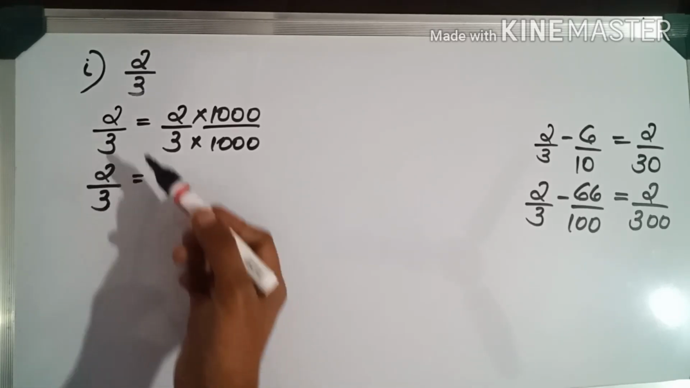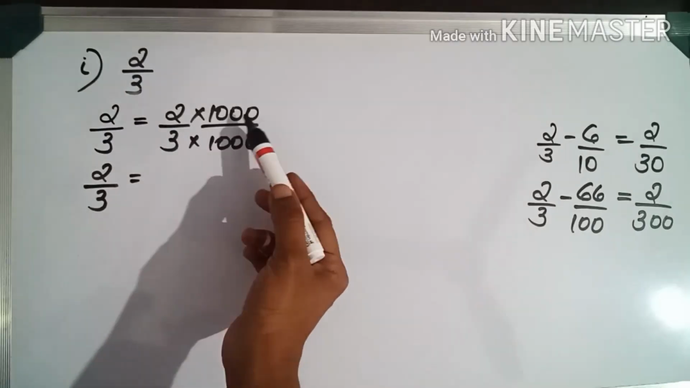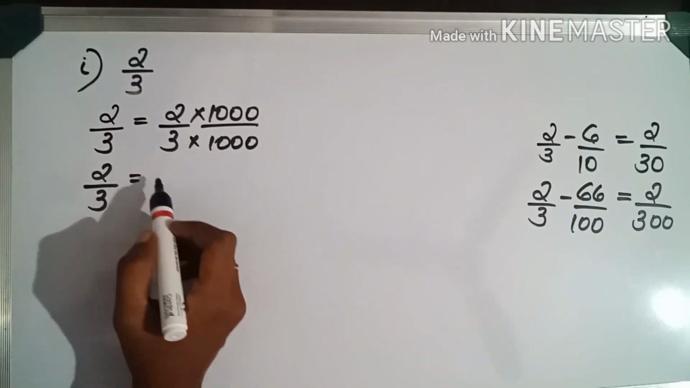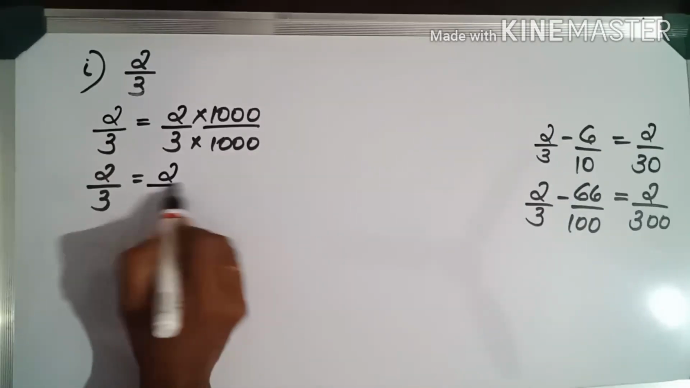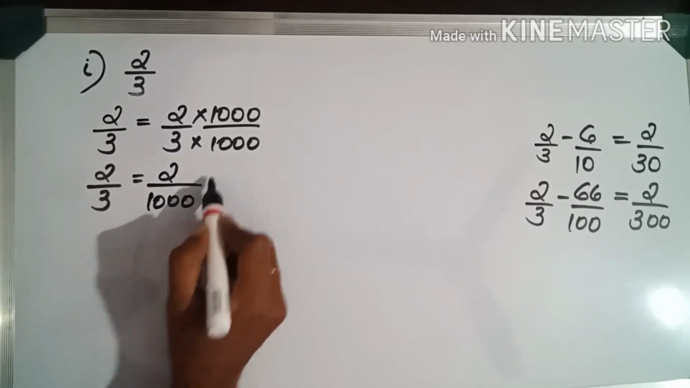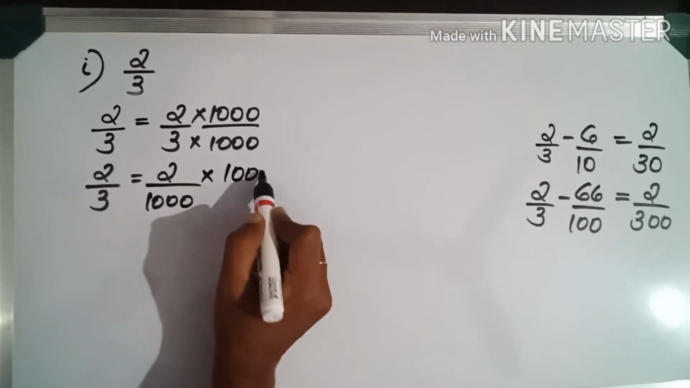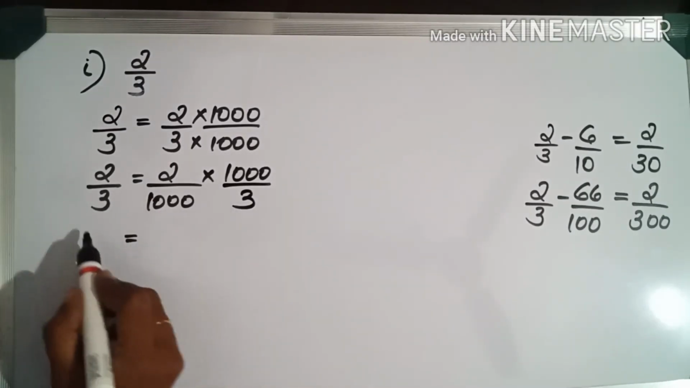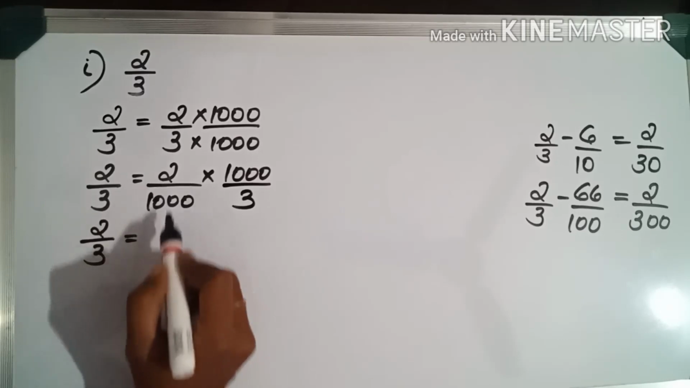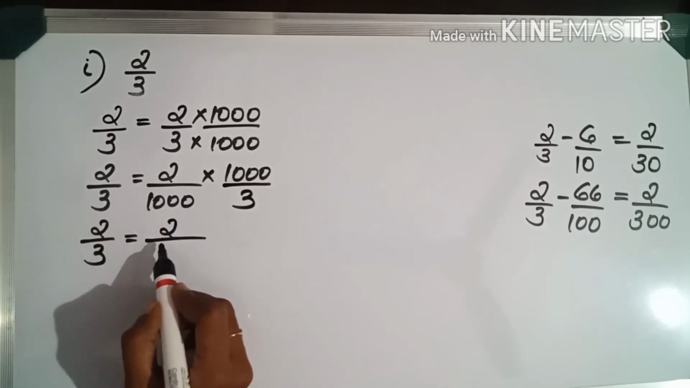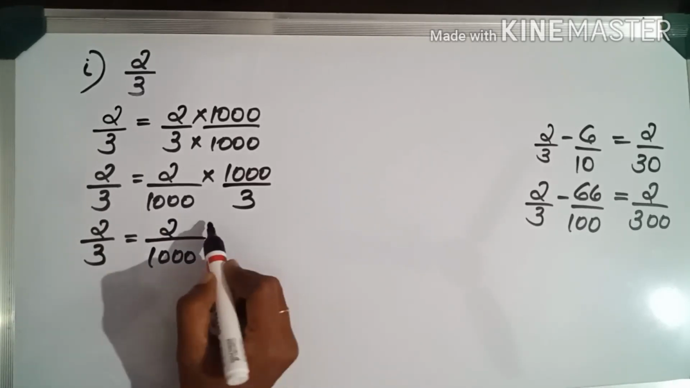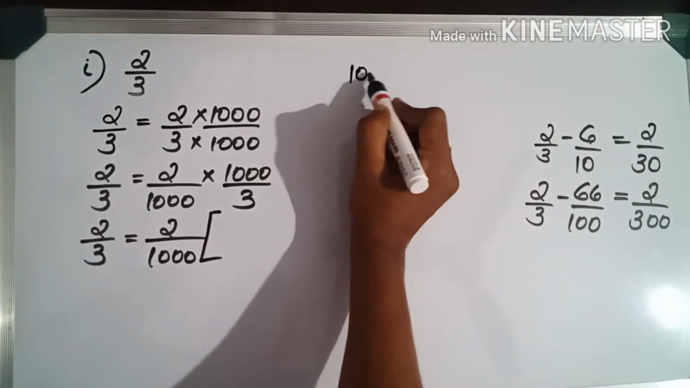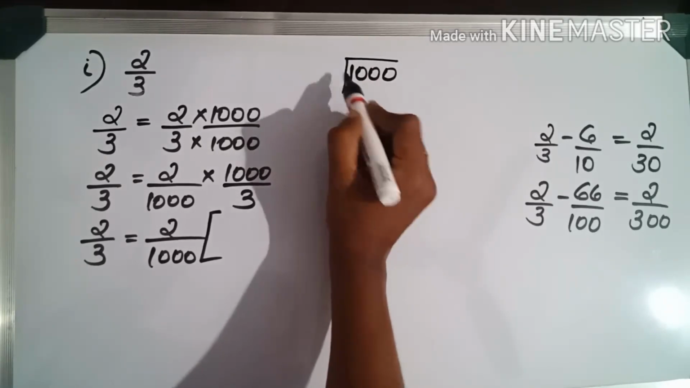Next with the 1000, that is 2 by 3 equal to 2 by 3 into 1000 for the numerator and into 1000 for the denominator. Next is denominator interchange, that is 2 by 1000 into 1000 by 3. For the first number, no change, 2 by 1000 into, we need to divide 1000 by 3.